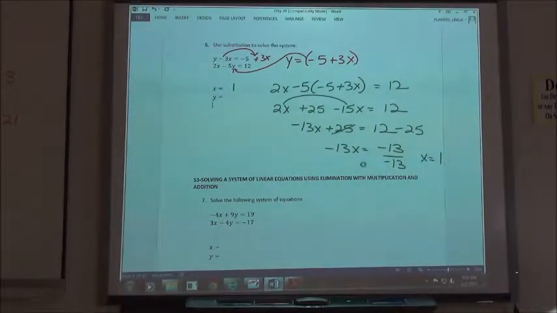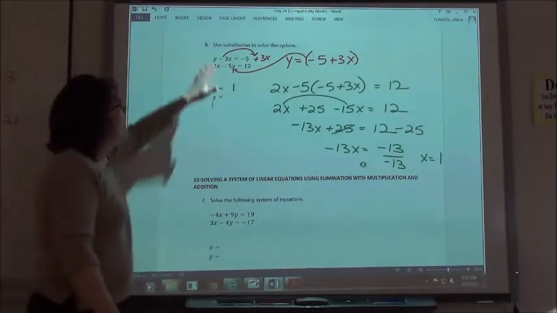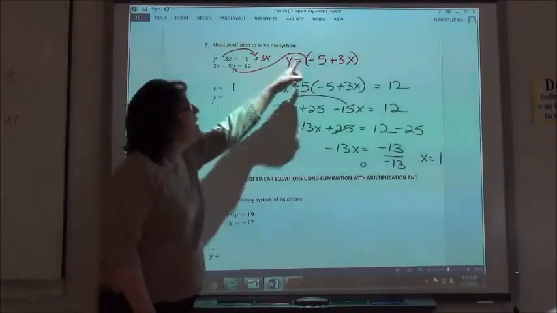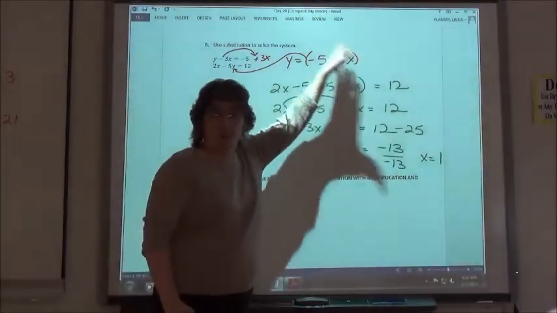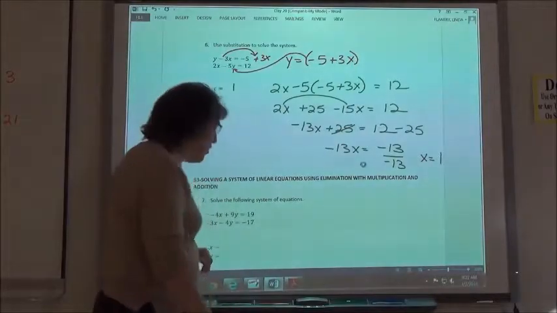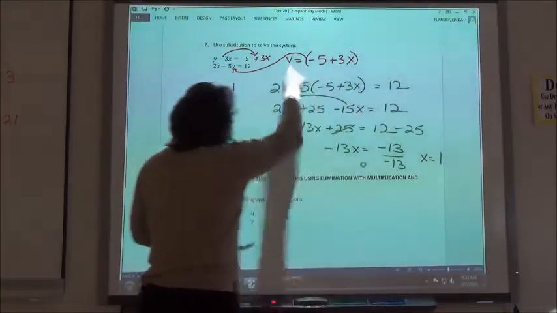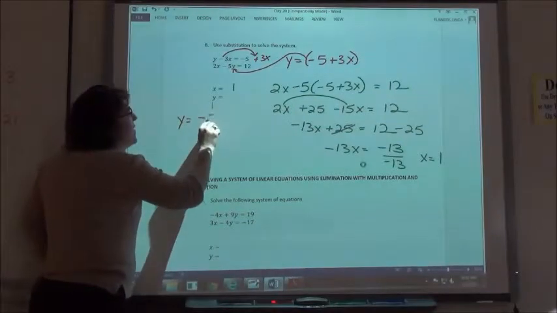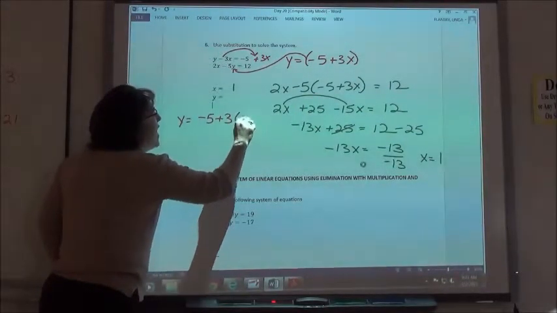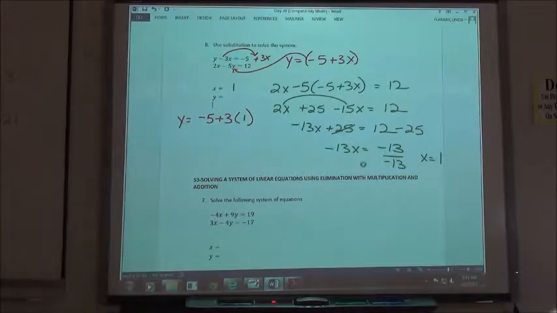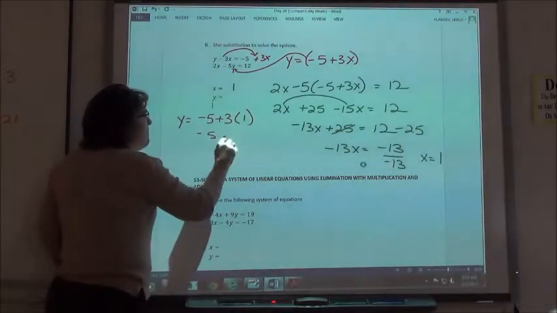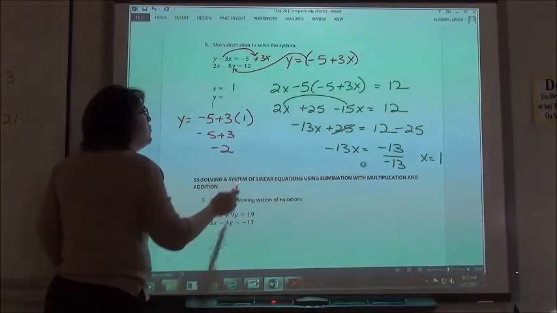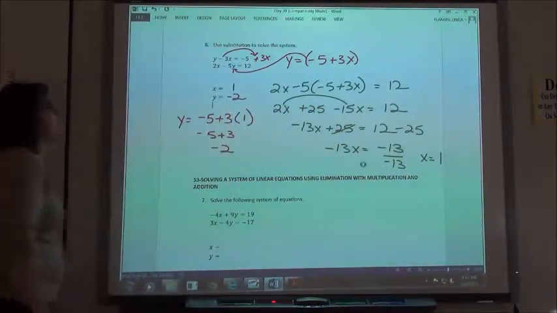When I go back and I want to find my y, I could really substitute it into any of these 3 equations, but because I've already rearranged that first one and solved it for y, it's easier to put it in where it has the y equals. Y equals negative 5 plus 3 times the x value, and in for the x value we can put 1. So negative 5 plus 3 gives me negative 2, so y would equal negative 2.